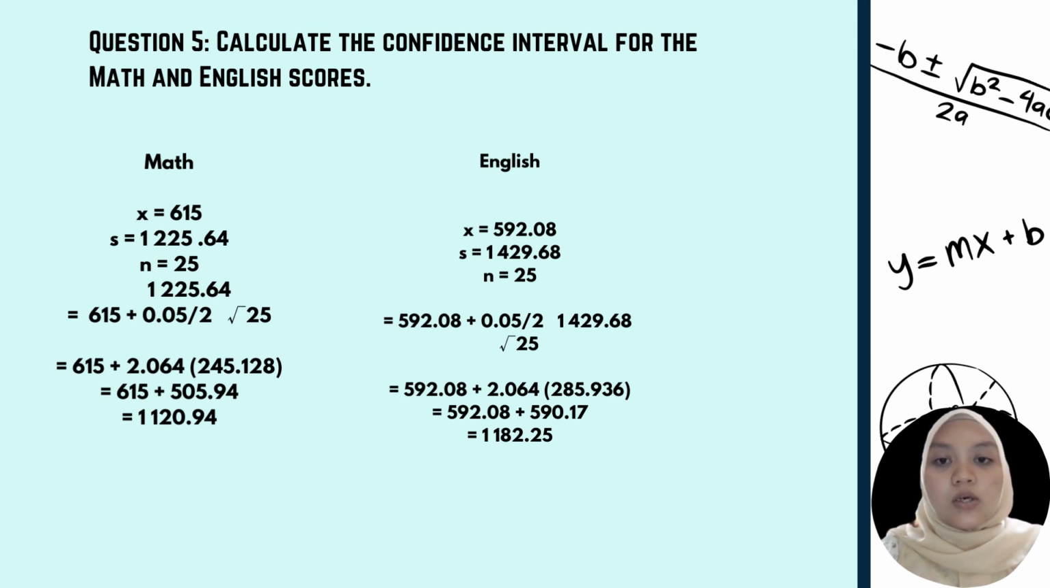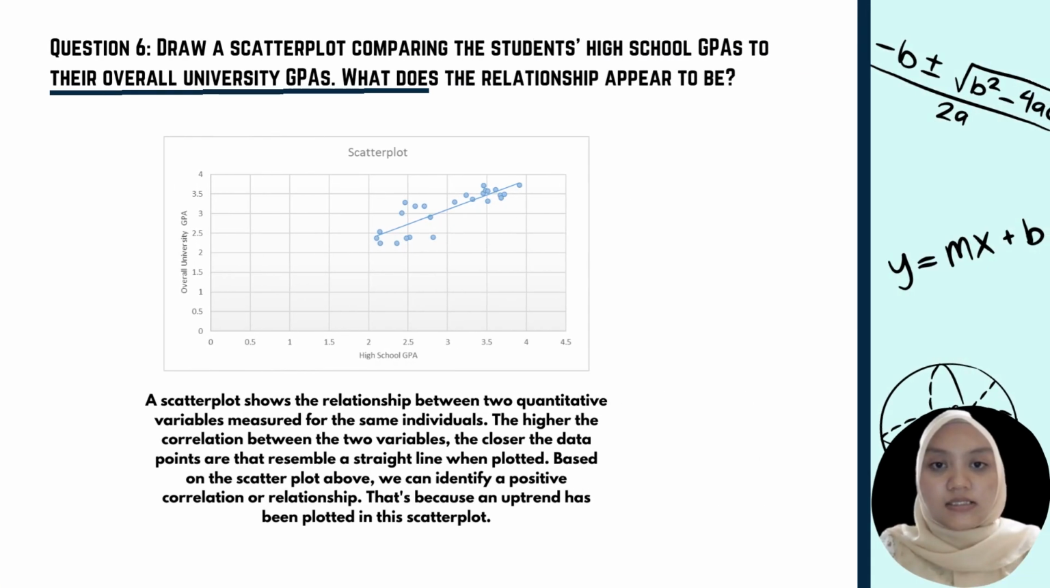1120.94. While for English, X is 592.08 and S is 1040.29. Meanwhile, N is 25 and the amount obtained is 1182.25. After that, this is a scatter plot diagram showing a comparison between student high school GPA.